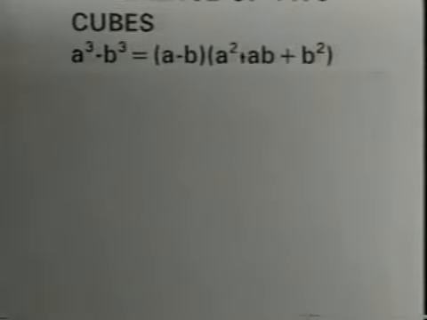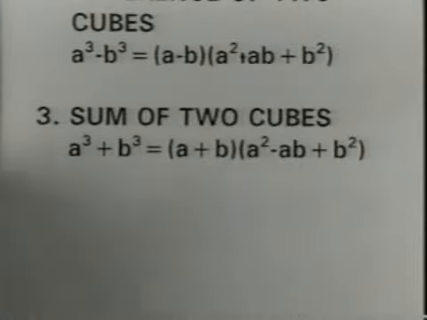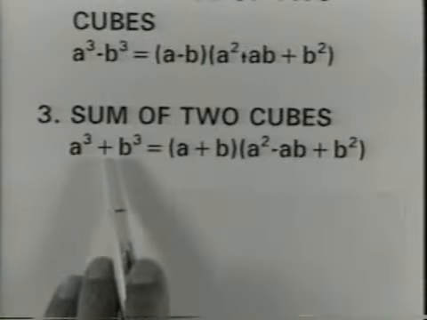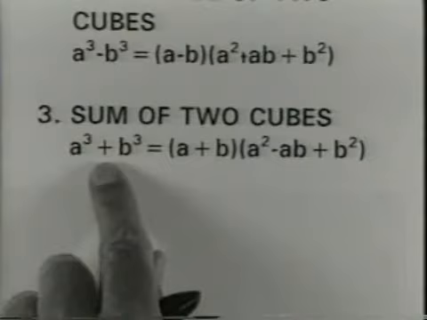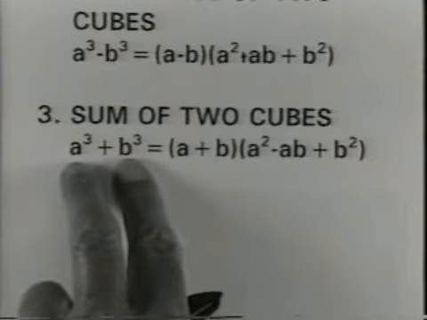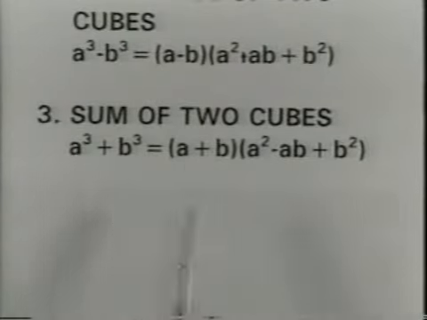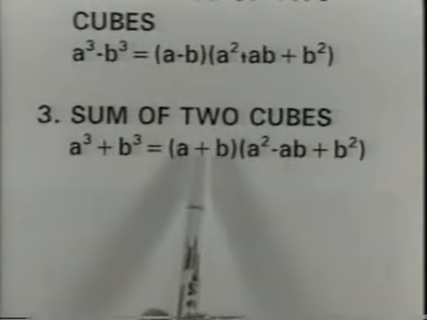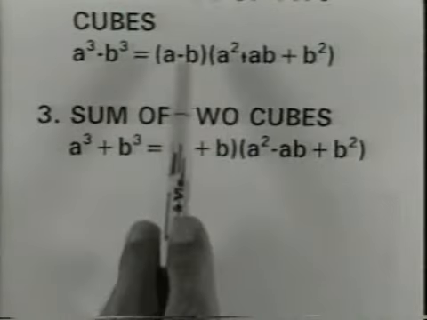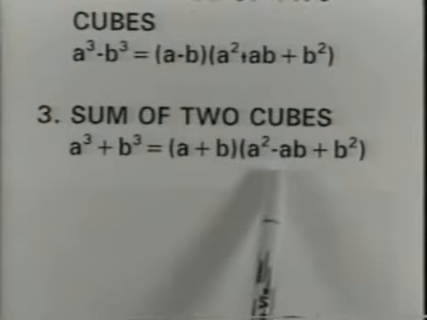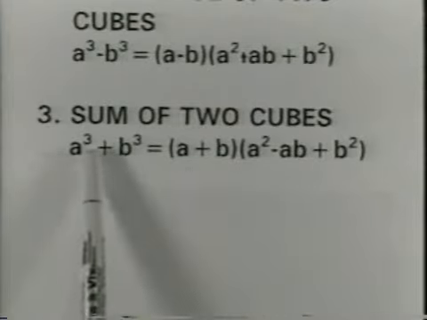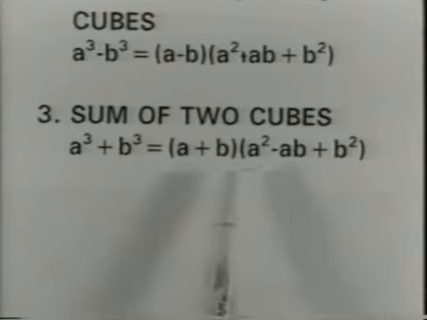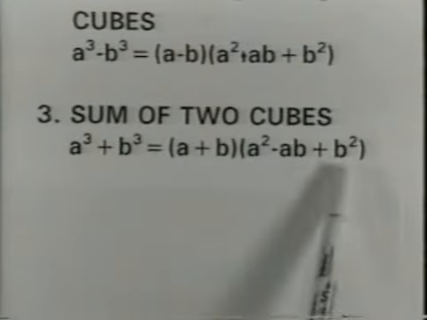We also have a formula for the sum of two cubes. The sum means to add. Here we have the sum of two cubes. Notice the similarity. The two formulas are the same except for the two sign switches. Minus to plus, plus to minus. The cube root of a cubed is a, the cube root of b cubed is b. Then it's a times a, a times b, b times b.